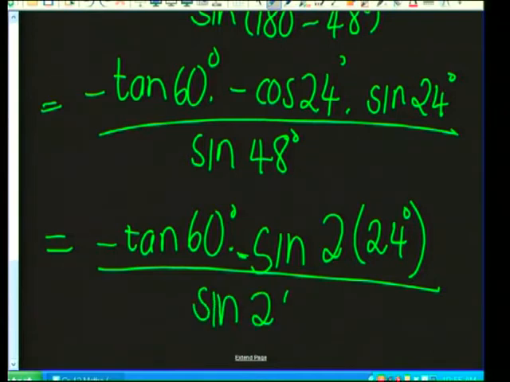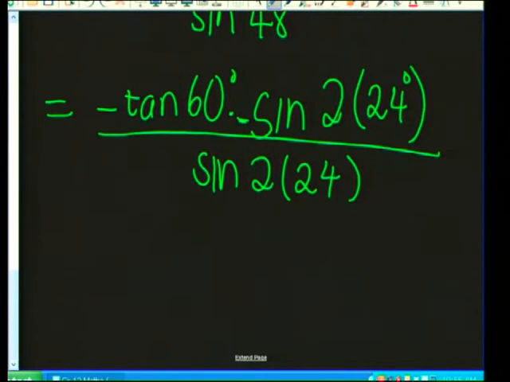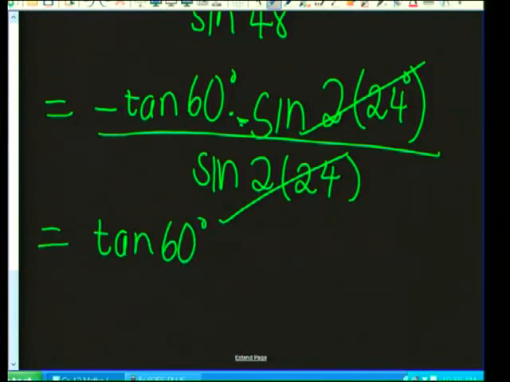This could also be that if you wanted. It's the same thing. These two now cancel out. That now gives you a negative times a negative is a positive, tan 60 degrees. And that would give you square root 3 over 2.